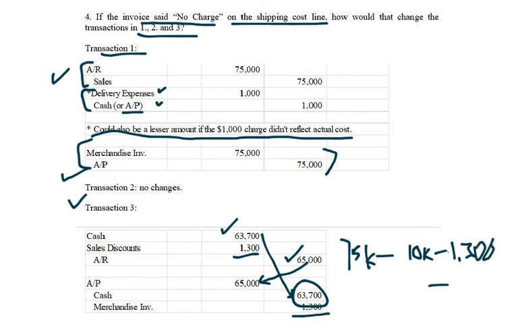Minus the 1,300 equals our $63,700. Again, that's what we paid in cash, and of course that's also how much our inventory account went up by as well. Again, still maintaining that parity.